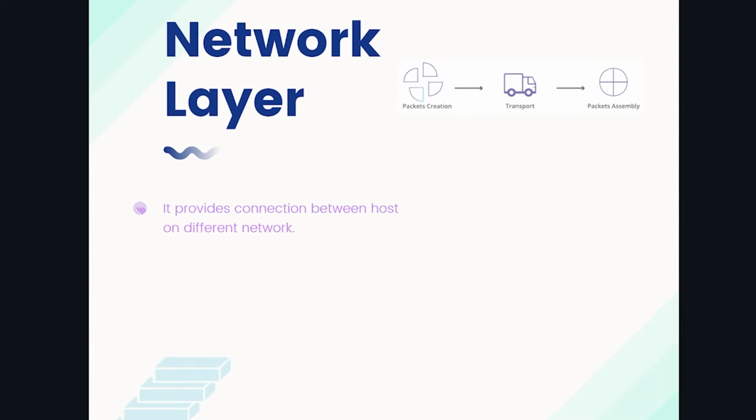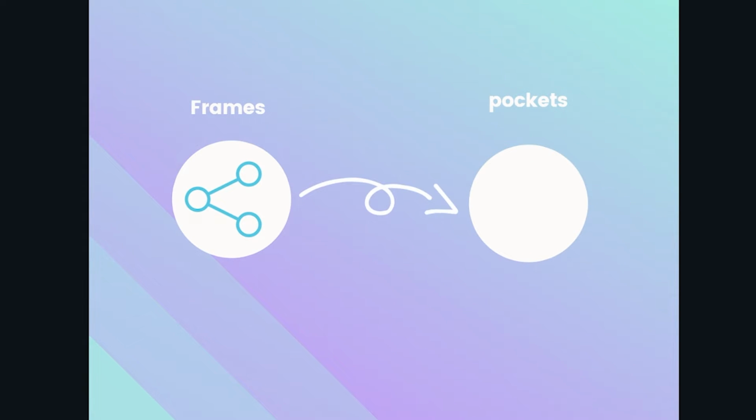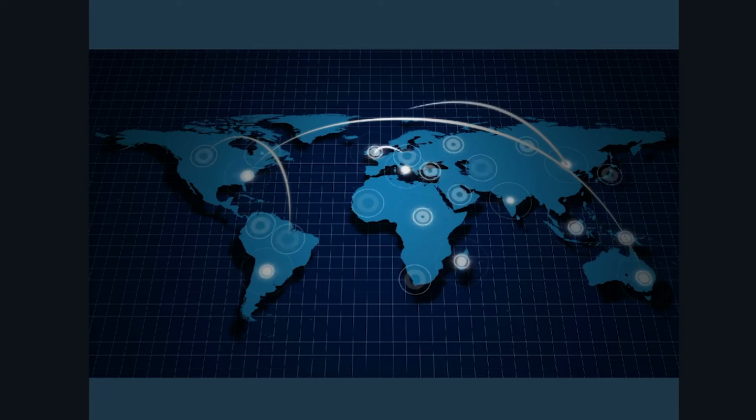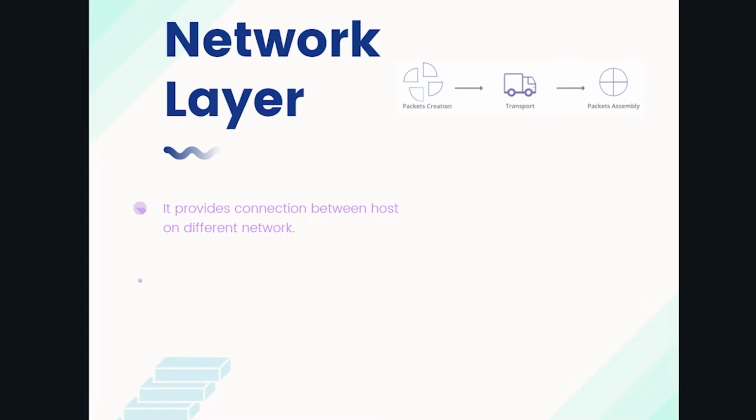Network layer is the third layer in the OSI model. It provides connection between hosts on different networks. It converts the frames into packets and forwards it to the transport layer. This layer is responsible for logical addressing and routing. Devices that work under this layer are router and Layer 3 switch. Protocols used under this layer are IPv4, IPv6, and Internet Control Message Protocol, or the ICMP. Datagram at the network layer is called packets.